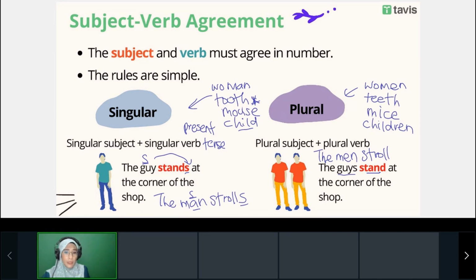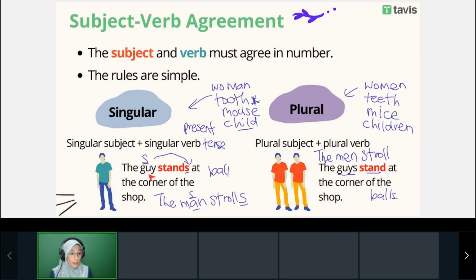And please make sure that when they are in plural form, the regular ones, the ones that we always use, you add s. Guys, girls, boys, ball. This one is ball. Then this one would be balls.